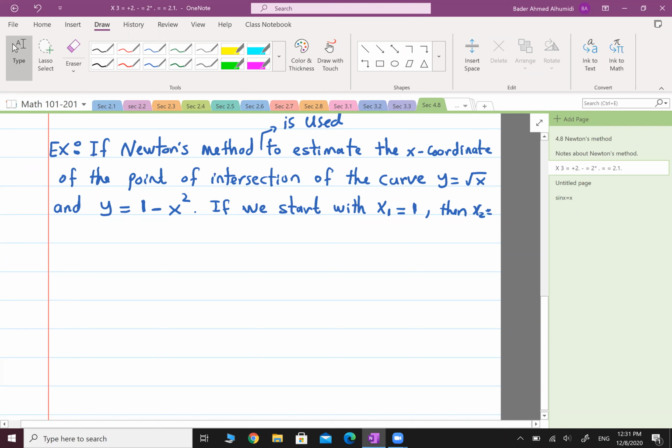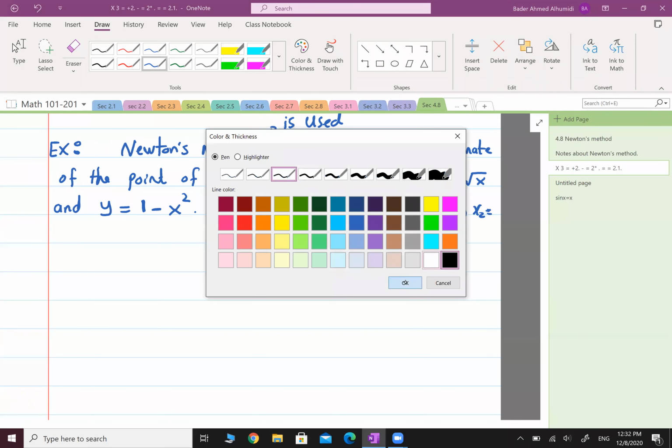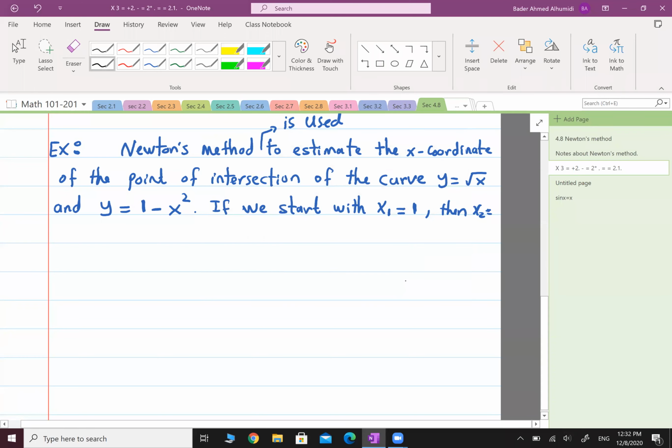Maybe even the f here is not needed. Newton's method is used to approximate, so there is no need for the f here. Newton's method is used to estimate the x coordinate of the point of intersection of the curve y equal to radical x and y equal to 1 minus x squared. If we start with x1 equal to 1, find x2.